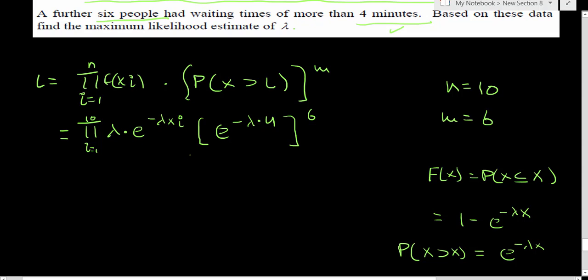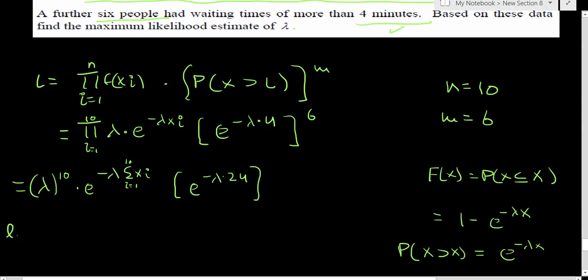So let's start solving this. Let's see what we get. This is multiplied 10 times, so I've got lambda to the power of 10. This is also multiplied 10 times, so the xi's would add up together because all the powers would add up together. So this is e to the power of minus lambda sigma xi, where i goes from 1 to 10, right? That is how it will work. And for this one, I will just have e to the power of minus lambda into 24, right? 6 times 4 is 24. So this is what I have here.